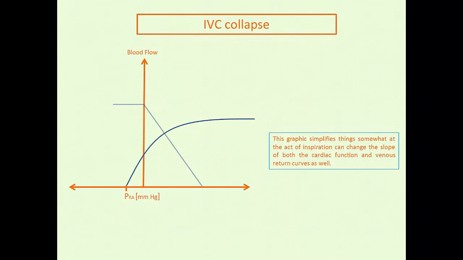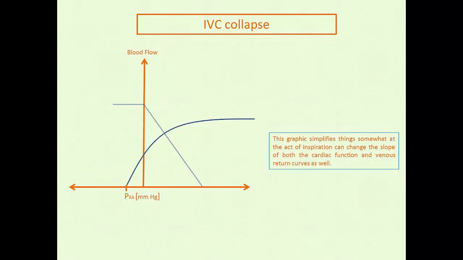And again, this graphic simplifies things somewhat, as the active inspiration can change the slope of both the cardiac function and venous return curves as well. So during a deep inspiration, just to illustrate that, as the diaphragm descends to a great degree, you actually tend to shift the mean systemic pressure somewhat rightwards. But if you collapse the IVC during a profound inspiratory effort, you may actually increase the resistance to venous return, and you may actually then see IVC collapse in this patient.